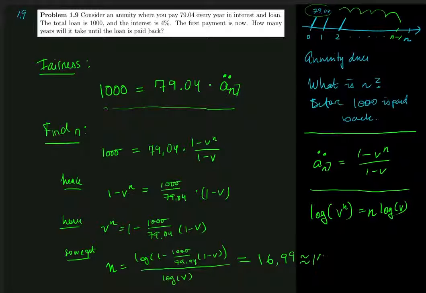So that's approximately 17. So how many years will it take until the loan is paid back? Approximately 17 years, then the loan is paid back. And the loan is paid back in 17 payments, where the first payment is at time 0, and then the next at time 1 and 2, and so on, until year 16, the beginning of year 16. So we have 17 payments, each of size approximately 80.